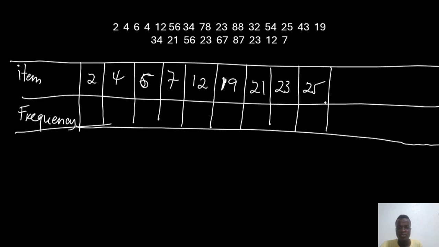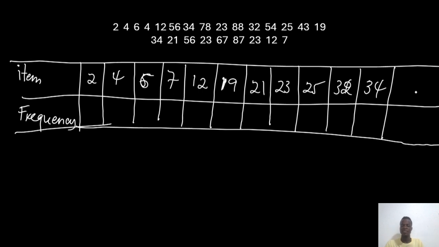26. We have 26. 27, 28, 29, 30, 31. No 31. There's no 32, 33, 34. Yeah, so there's 34, right? 35, 36. Oh, there was 32. So 32 was there. 34 was there. 30.